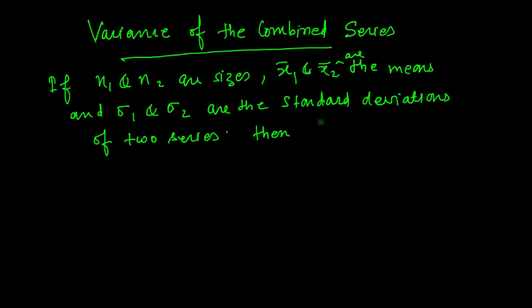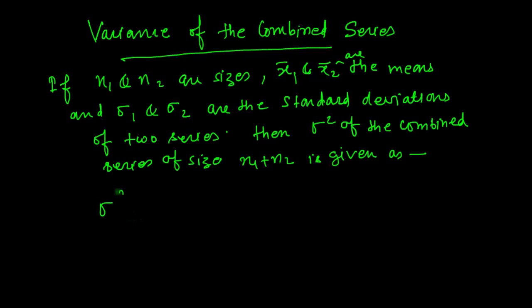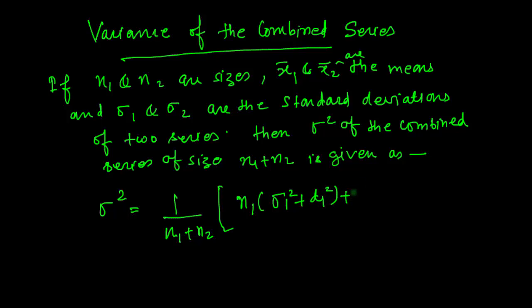series of size n1 plus n2 is given as sigma square is equal to 1 upon n1 plus n2, whole multiplied by n1 into (sigma 1 square plus d1 square) plus n2 times (sigma 2 square plus d2 square). You have to take it in a bracket.